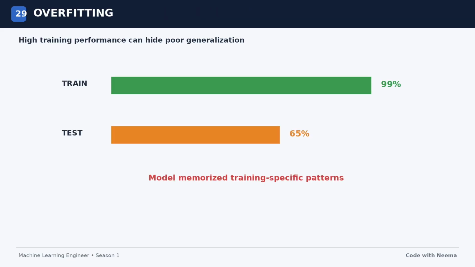One of the biggest problems during model development is overfitting. The model performs extremely well on training data but poorly on unseen data. Essentially, it has learned the training examples too specifically instead of learning patterns that generalize. An advanced ML engineer needs to constantly think about generalization.